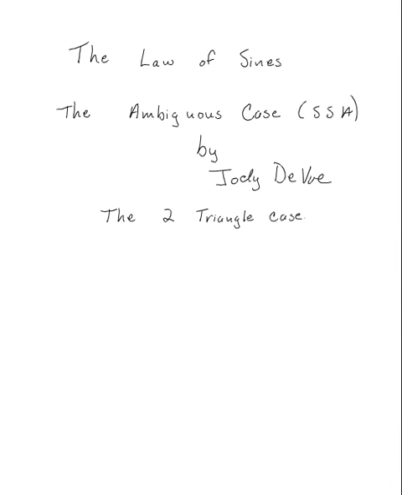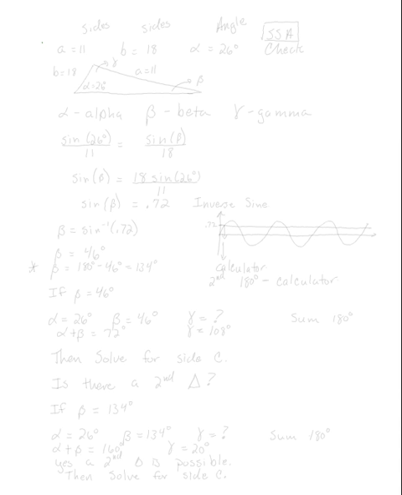Okay, again we're looking at the law of sines, the ambiguous case, or side-side-angle, given two sides and one angle. I'm Jody DeVoe, and this time we're going to look at the two-triangle case. Our problem is A equals 11, B equals 18, and alpha equals 26 degrees.